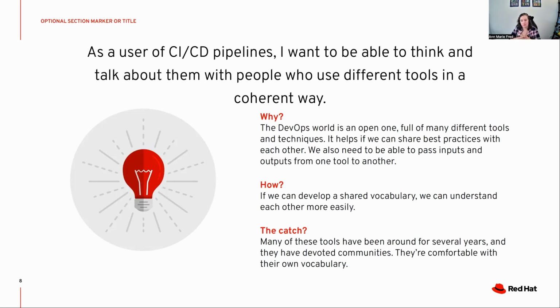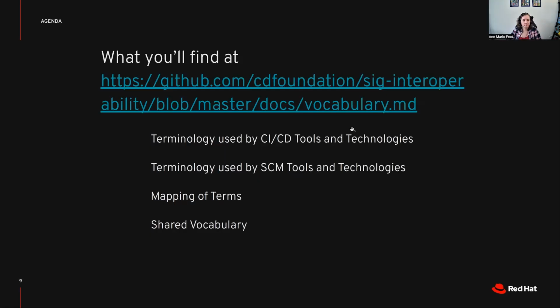The catch is that many of these tools have been around for several years and they have devoted communities and they're comfortable with their own vocabulary. So they might not be willing to change, but at least we can have shared vocabulary so we can talk to each other more easily. At this website, the Interoperability SIG vocabulary website, you'll see things like common terminology that's used by CI/CD tools, as well as source code management tools, technologies, a mapping of terms, which I'll show you a little screenshot of later, between the different tools. So you can see if step means the same thing as task in another tool, and also the shared vocabulary.